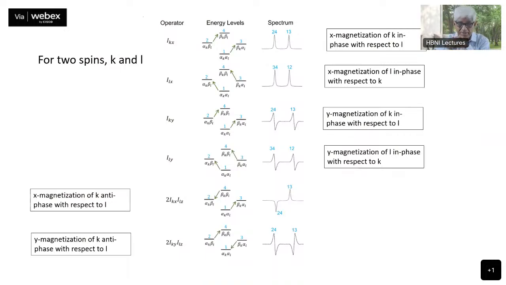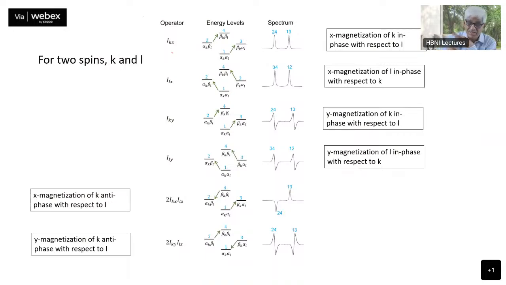For two spins, now again, you are taking these two spins K and L. Let's take KX. You have these four states: alpha K alpha L, alpha K beta L, beta K alpha L, beta K beta L. So for IKX, which are the transitions here? We are talking about the coherences between the levels. From 1 to 3, which spin is flipping? It is the K spin. Therefore, 1, 3 is the K spin transition. 2, 4 is also a K spin transition.